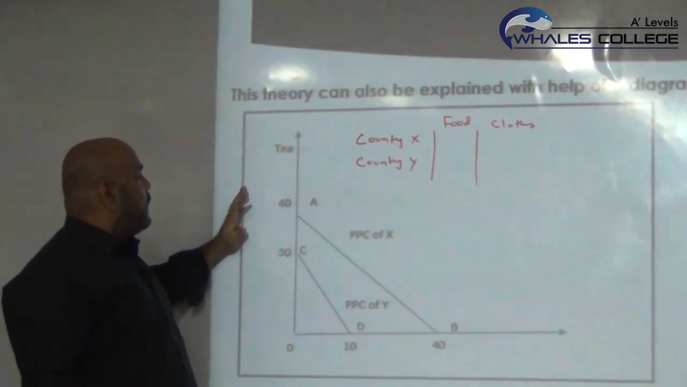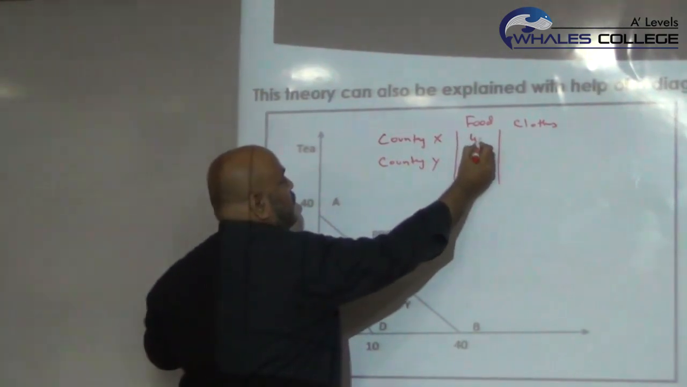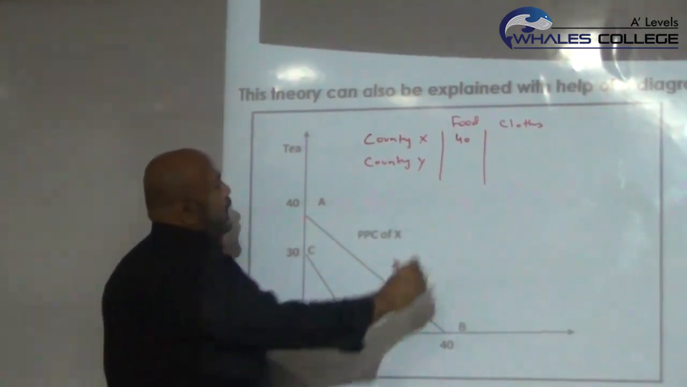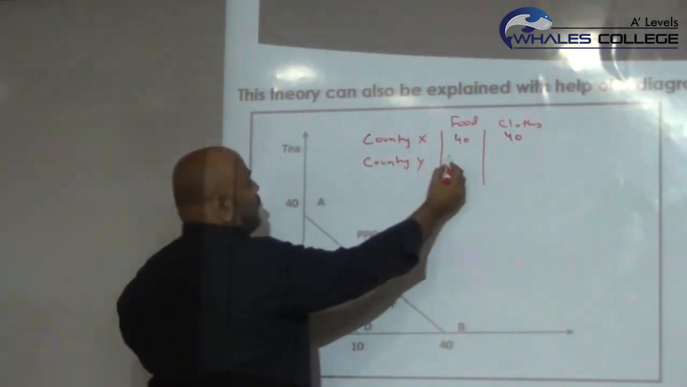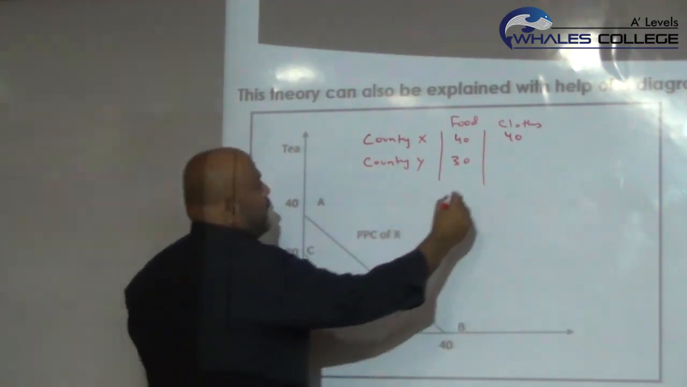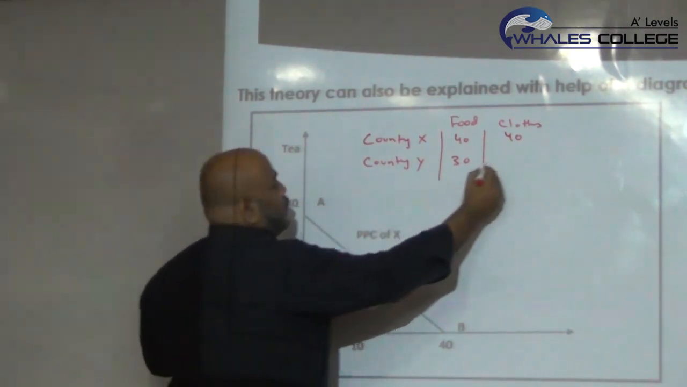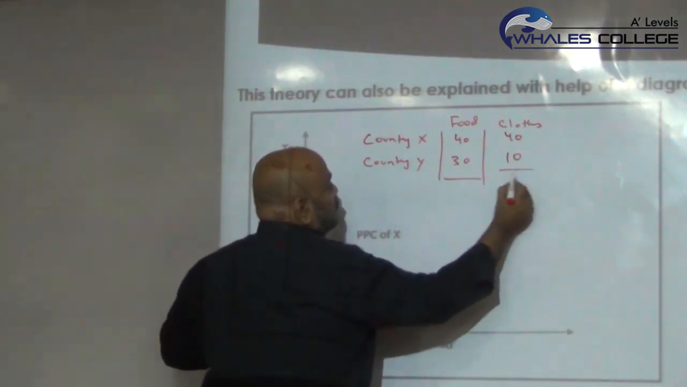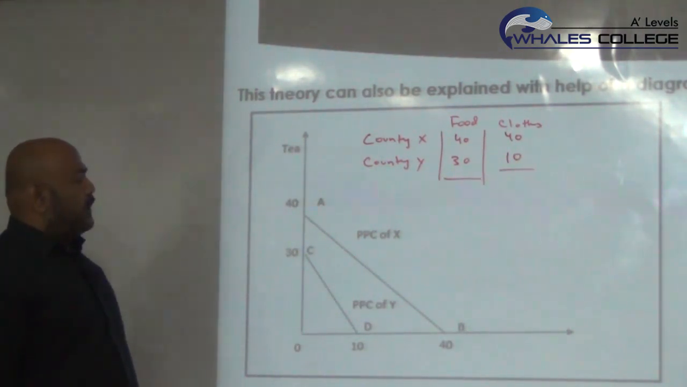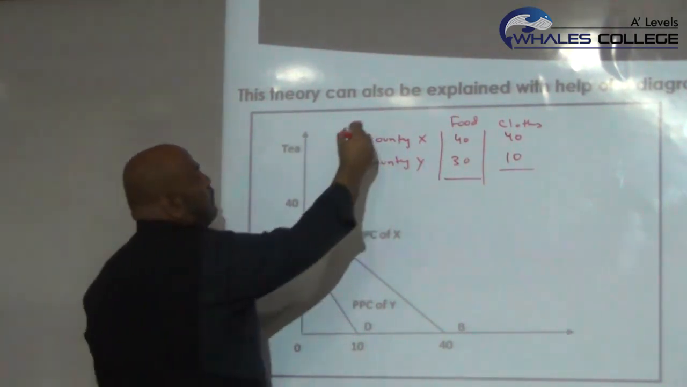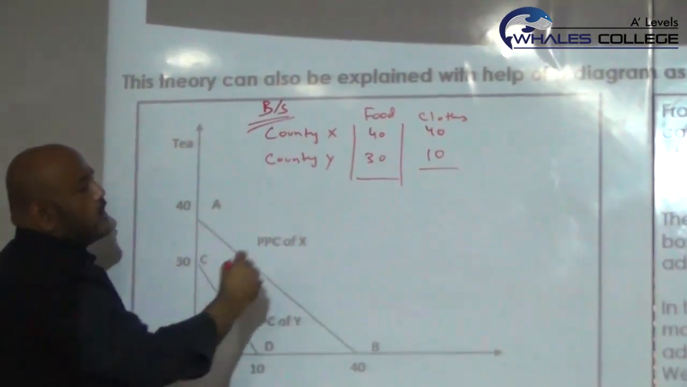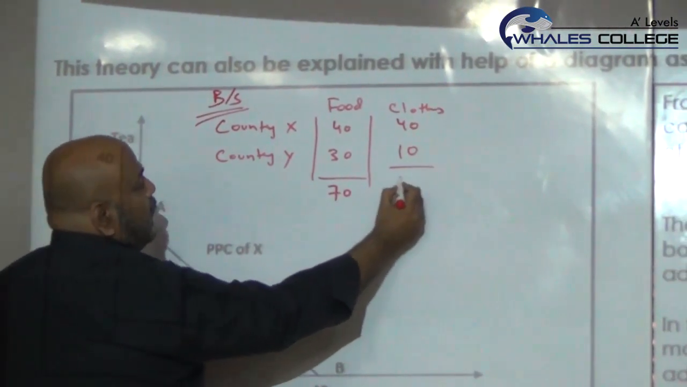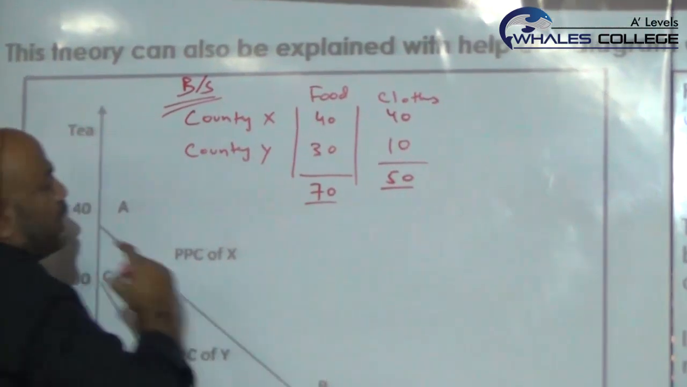According to the given situation, country X is producing 40 units of food and 40 units of clothes. However, country Y is producing 30 units of food and 10 units of clothes. So the world before specialization is getting 70 units of food and 50 units of clothing.